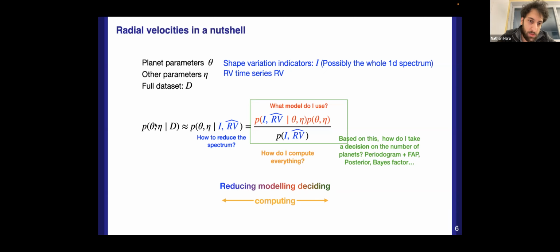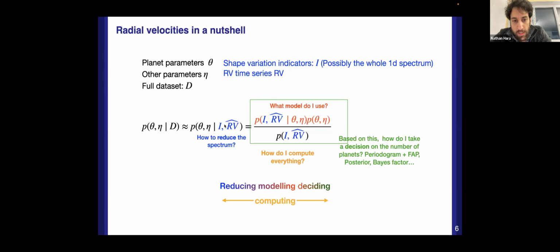The first step is to say, well, I'm going to base my estimation of the planet parameters not on the full raw spectrum, but on a set of reduced data sets. Typically an RV time series and a few time series, which are the activity indicators or indicators in general, not necessarily for stellar activity, but they are time series. So now this is a sort of compression problem or dimensionality reduction problem.